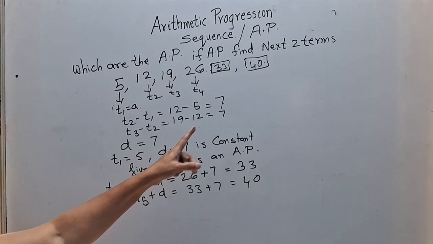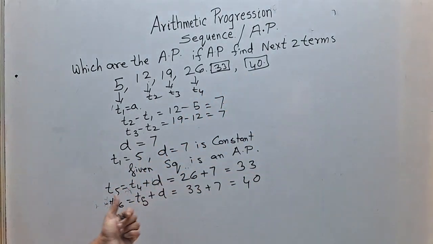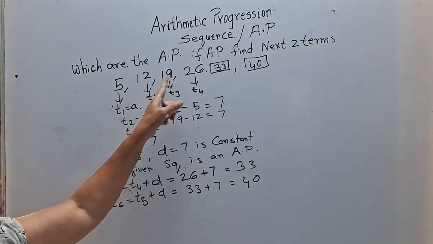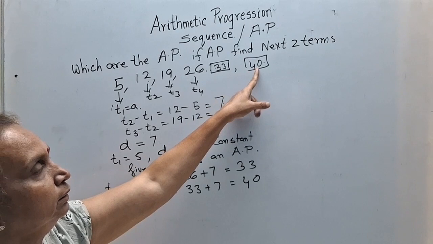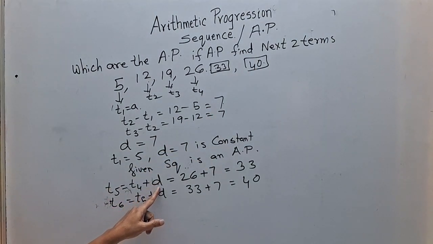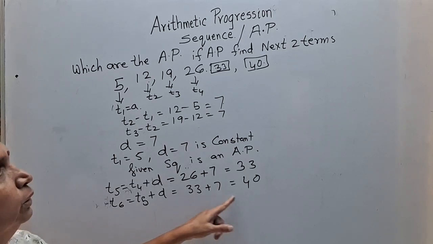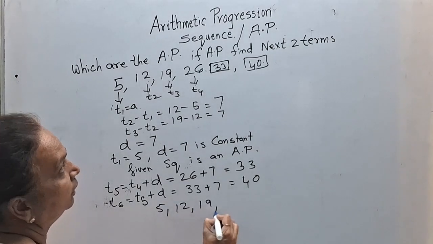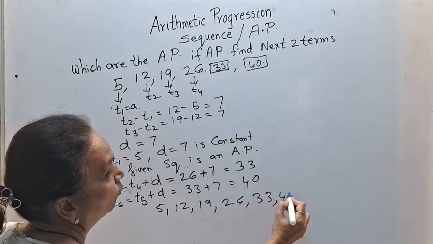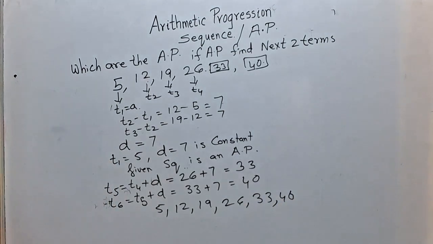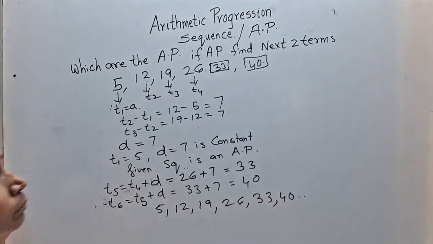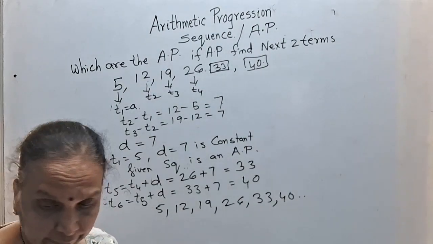So this is how you are going to find out the next two terms. So what is that? We got T1, T2, T3, T4. We wanted T5 and T6. So T5 is nothing but T4 plus D, that is 26 plus 7. T6 is nothing but T5 plus D. So the arithmetic progression is 5, 12, 19, 26, 33, 40. Yes? Dot, dot, dot, of course. They have asked you only the next two terms. Now we are going to take one more example.